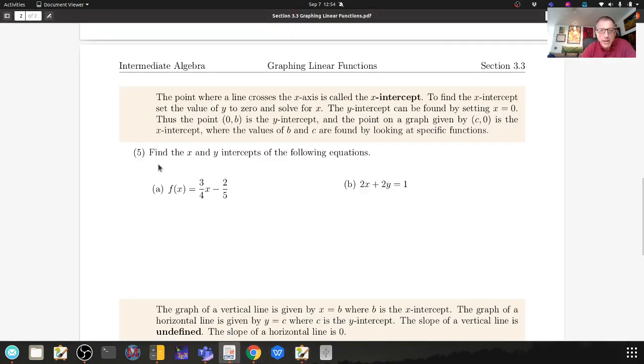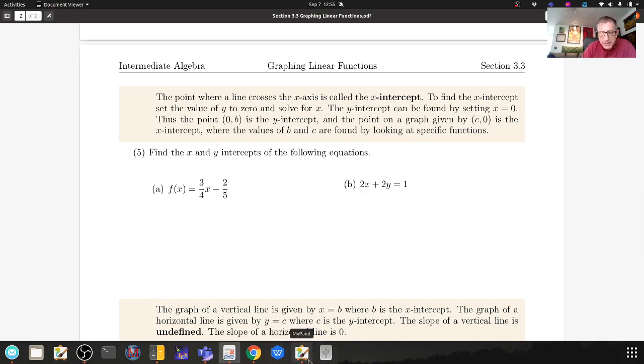The point where a line crosses the x-axis is called the x-intercept. You've seen that visually now. To find the x-intercept, set the value of y to 0, because every point on the x-axis has a value of y equals 0, and solve for x. The y-intercept can be found by setting x equal to 0. So that's really important. Thus the point (0, b) is the y-intercept, and the point on the graph given by (c, 0) is the x-intercept.